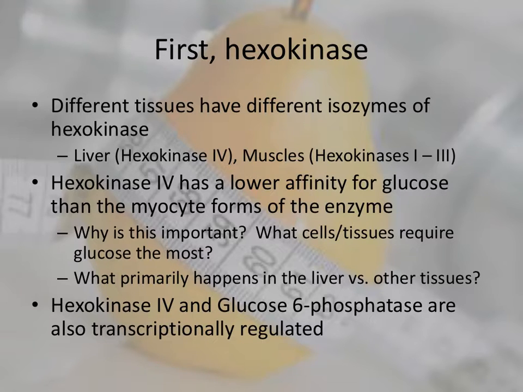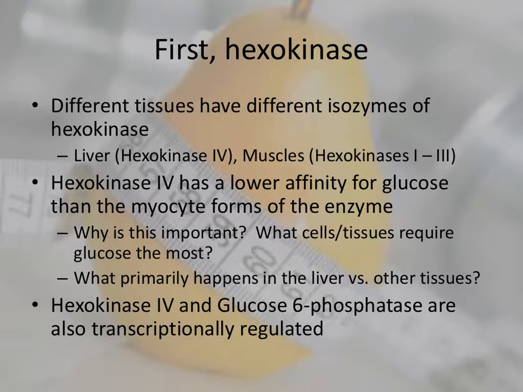So the reason why this is important, and it's an important concept to understand, really goes back to last semester in having to read those graphs. So we're going to be talking about kcat and KMs and all that kind of stuff. So the liver form has a lower affinity for glucose than the myocyte, which is a fancy term for what cells are myocytes? Muscle cells. Okay? So we have to think, why is that important? What cells or tissues require glucose under what conditions? What happens in the liver versus everywhere else in that sense?